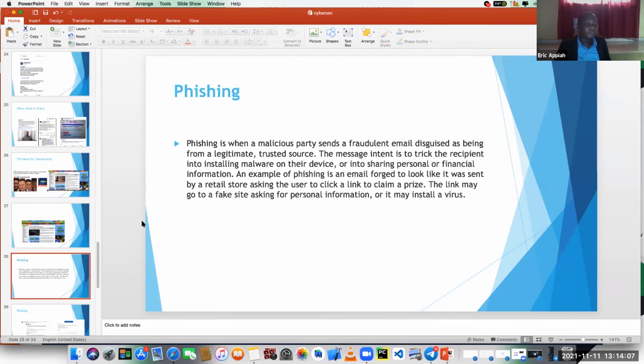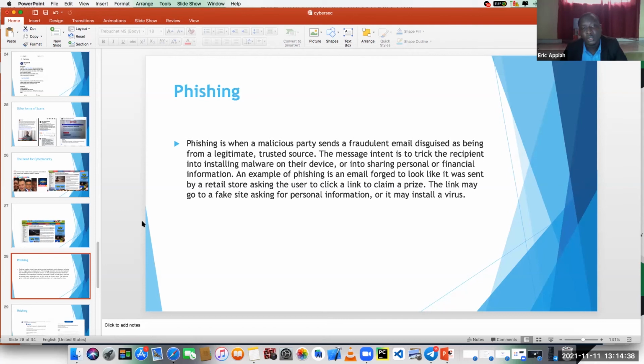Now let's talk about phishing. Phishing occurs a lot. If you use email, you would have received an email from people purporting to be from several organizations. It could be from PayPal, it could be from other spam messages telling you that this money is here, your account is this, enter your credit card, enter your password, and all that.